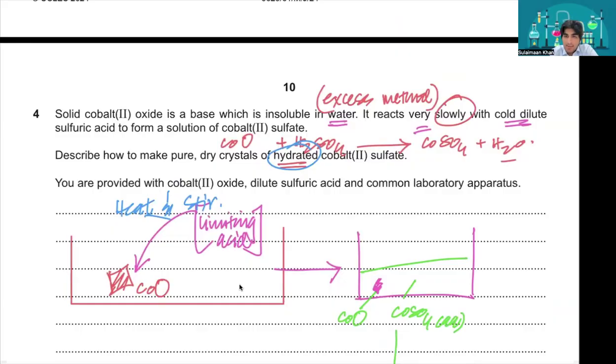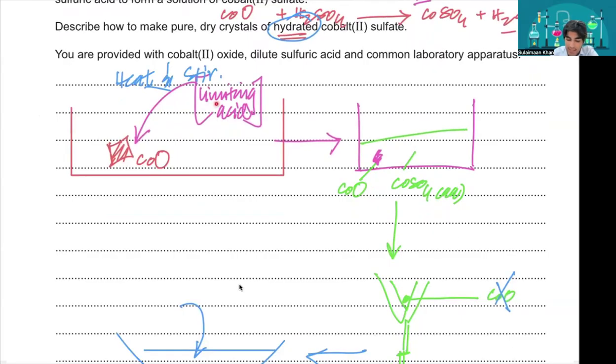Why not excess acid? I've taught this in my live classes, but the reason why you're not using excess acid is because if the acid is in excess, then how do you separate cobalt sulfate from sulfuric acid? You can't, at least for O-level IGCSE. So it's much easier to separate a solid from an aqueous solution than two aqueous solutions. That's why in the excess method, it's the base or the metal carbonate that is in excess.